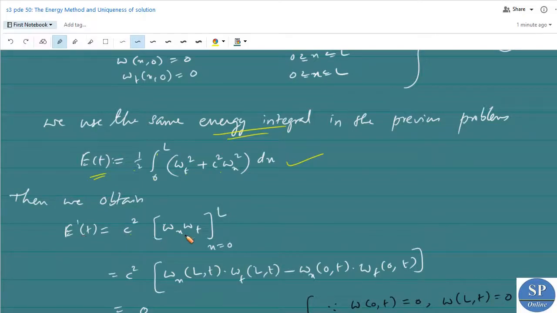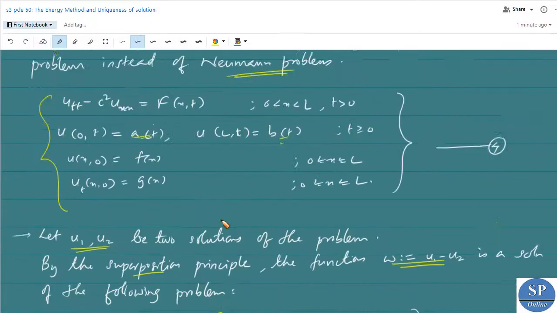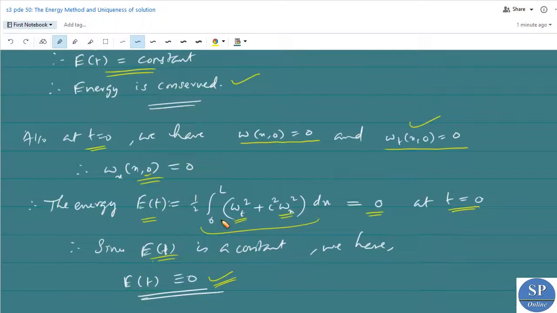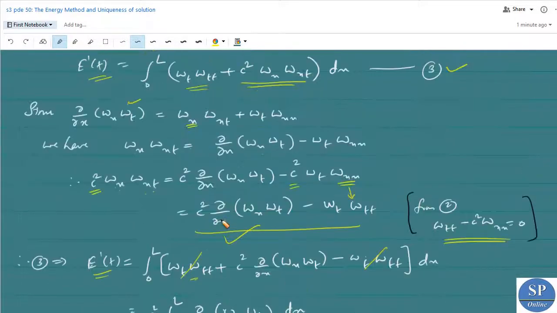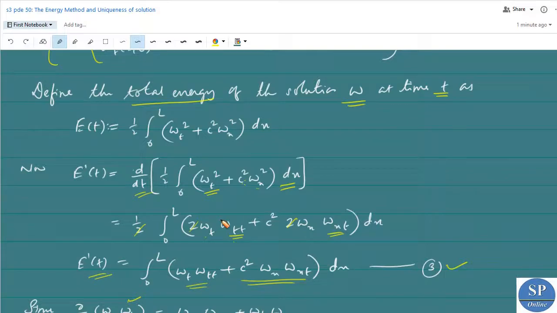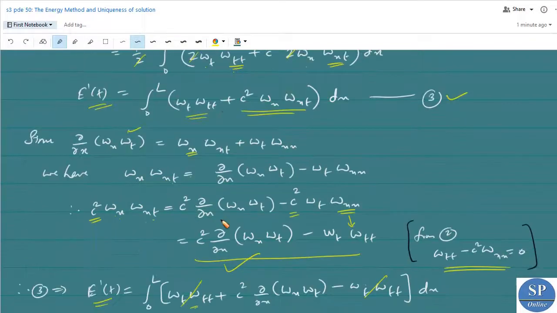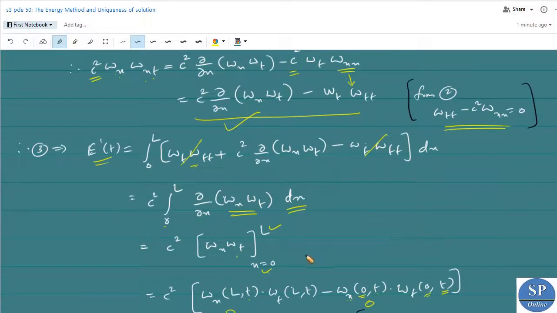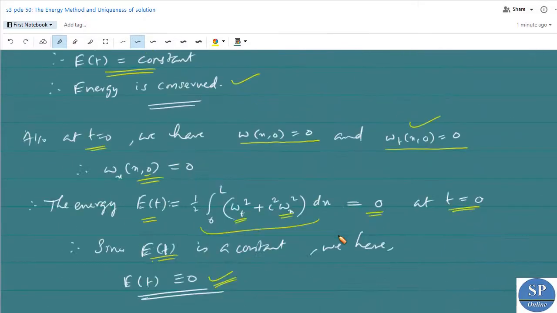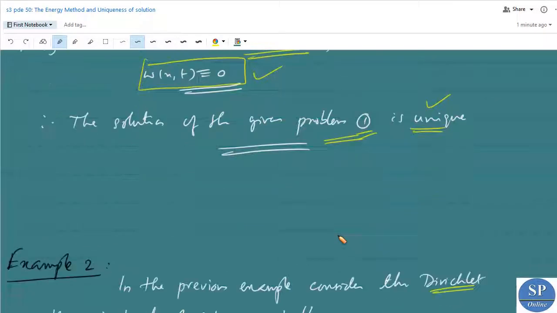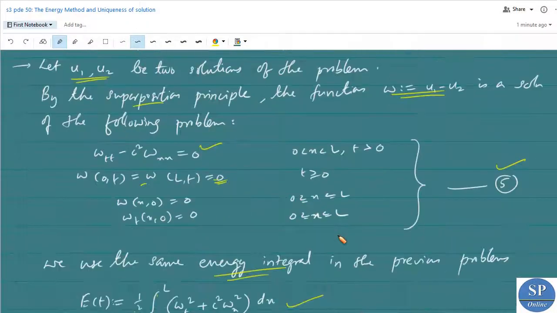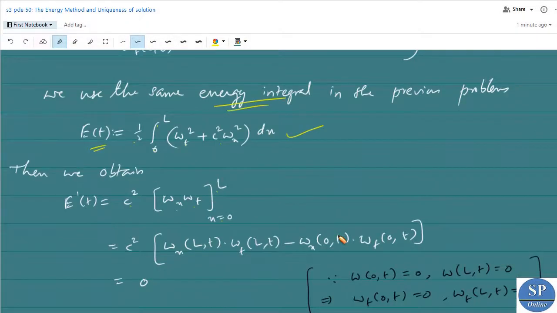E dash of t equals C squared W_x W_t from x from 0 to L. That is what we obtained in the previous problem. So we have E dash of t equal to this. In this problem we will get E dash of t is equal to W_x into W_t from x from 0 to L.